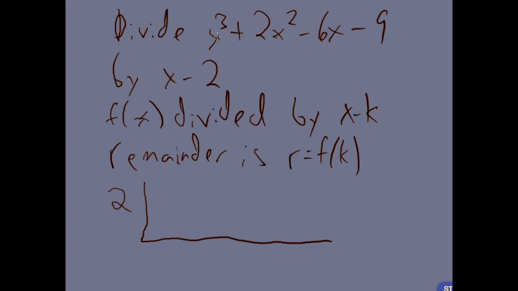So what you do is you take each number in the polynomial. We've got x cubed, and that is a 1, because it's 1x cubed. And then there's 2x squared, so we'll put a 2 there. And then there's a negative 6x, negative 6, and then a negative 9. Now, if this was 2x squared minus 9, then we would put 0 for x.